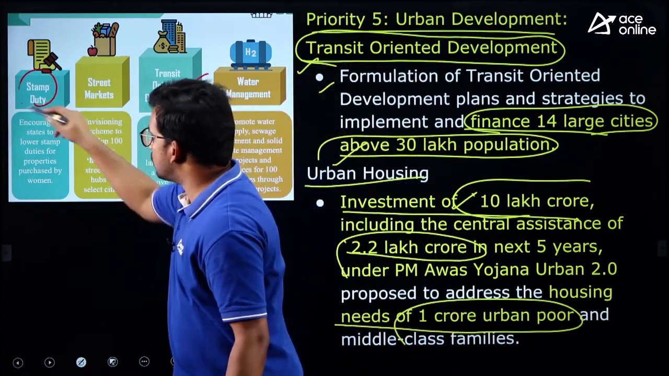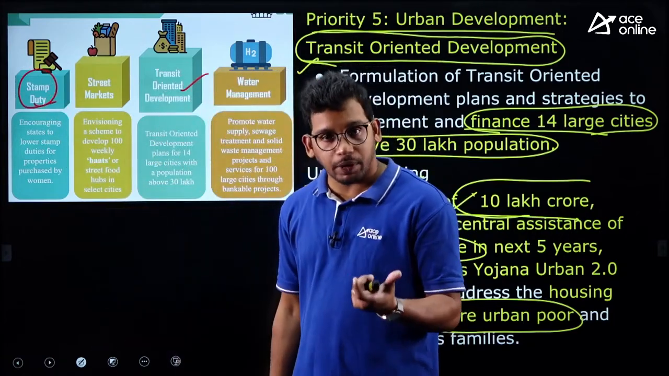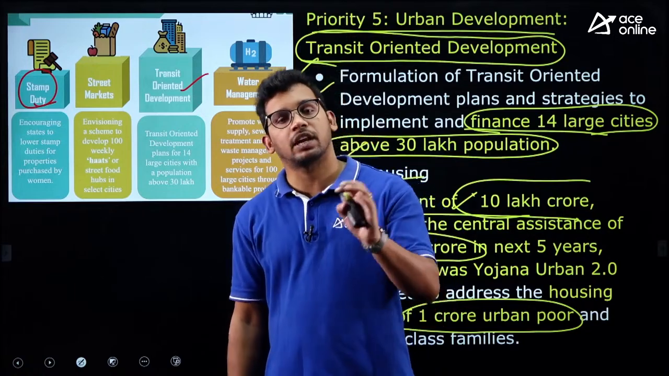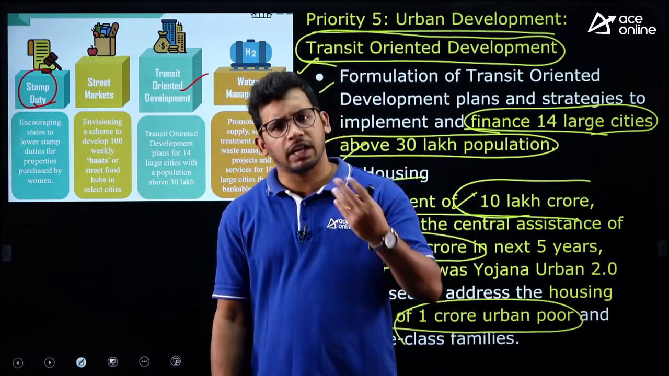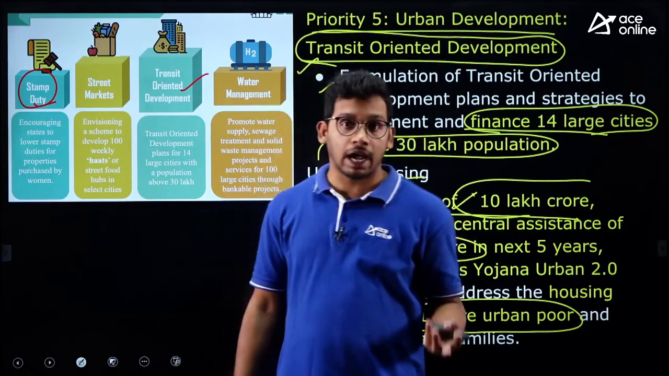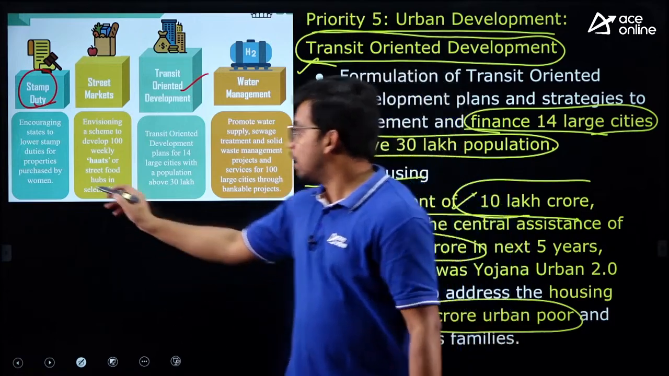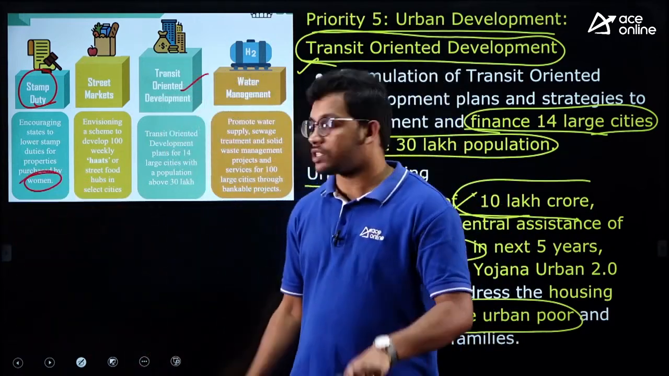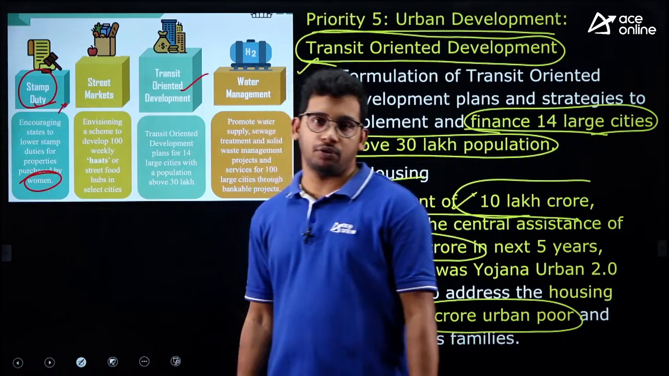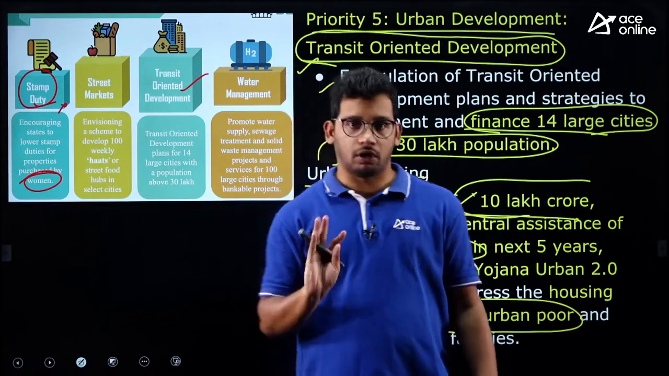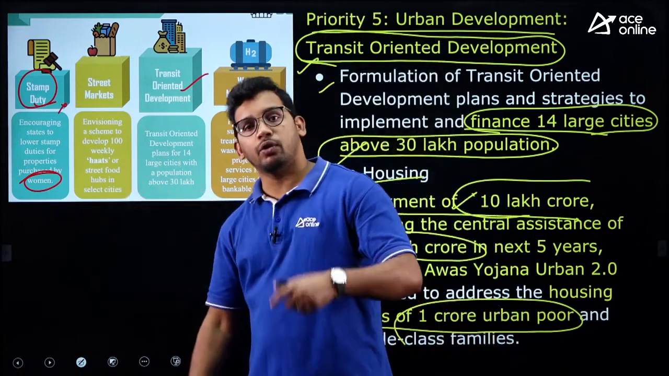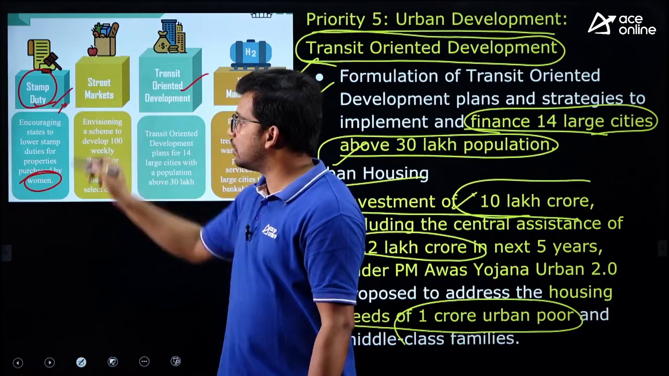Now stamp duty. Stamp duty is what you need to pay when you purchase property. It will be 10,000, 15,000, 20,000, or 1 lakh as well based on your property. Now for women who buy houses, they are going to reduce the stamp duty. So they are encouraging women's housing also through this. For women who are going to buy property, they are excluding the stamp duty.